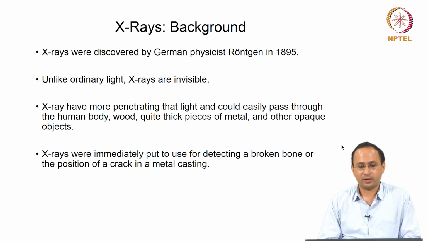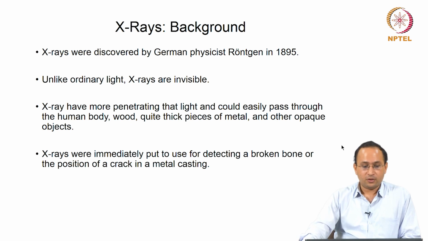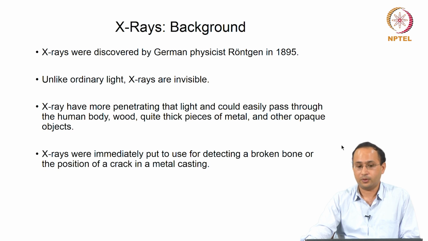X-rays were discovered by the German physicist Röntgen in 1895, and he received the first Nobel Prize in Physics for this. So what was the difference? Unlike ordinary light, X-rays are invisible, you can't see them. And X-rays have more penetrating energy than light and could easily pass through the human body, wood, quite thick pieces of metal and other opaque objects. These were the observations.